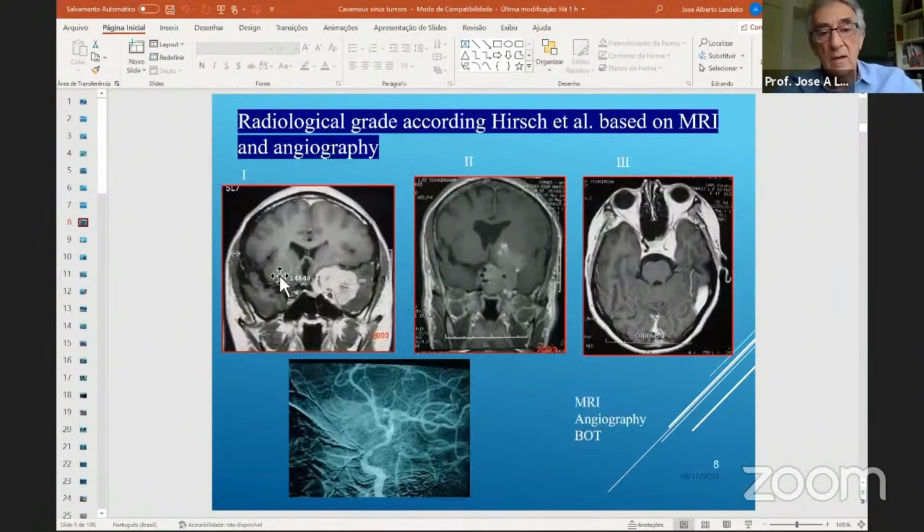As you can see in the classification, this is grade 1, where the tumor touches but does not encircle. Grade 2, the tumor touches and encircles but does not narrow. And the truly confined cavernous sinus tumor, the tumor inside the cavernous sinus, involves and narrows the carotid artery.